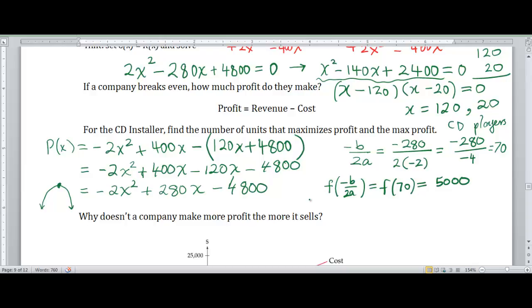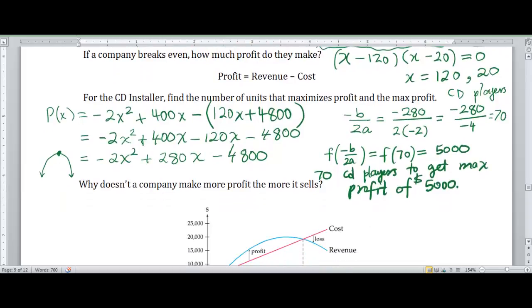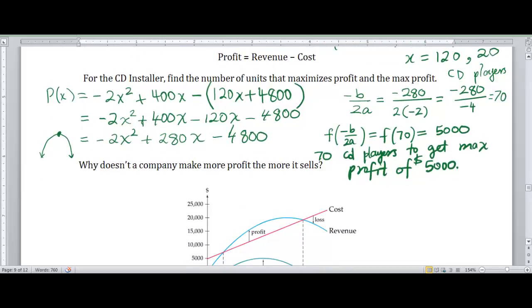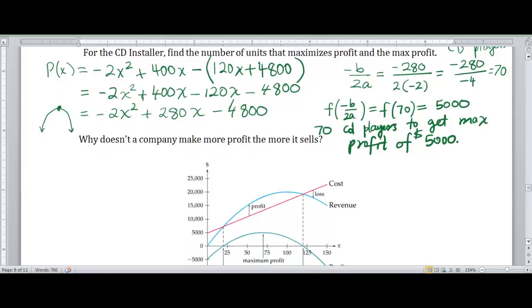So the number of units that maximizes profit is 70 CD players, to get a max profit of $5,000. Okay. When we learn calculus, and we will learn how to do this using calculus, which is faster. It's a lot less clunky. It's smoother. But for right now, we'll just use algebra to do this.